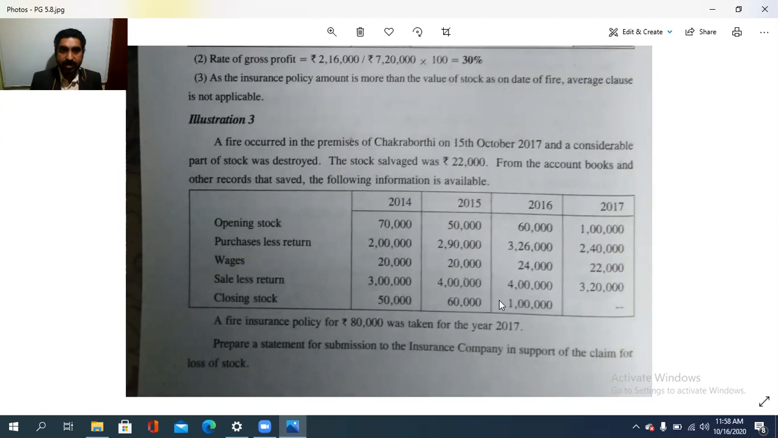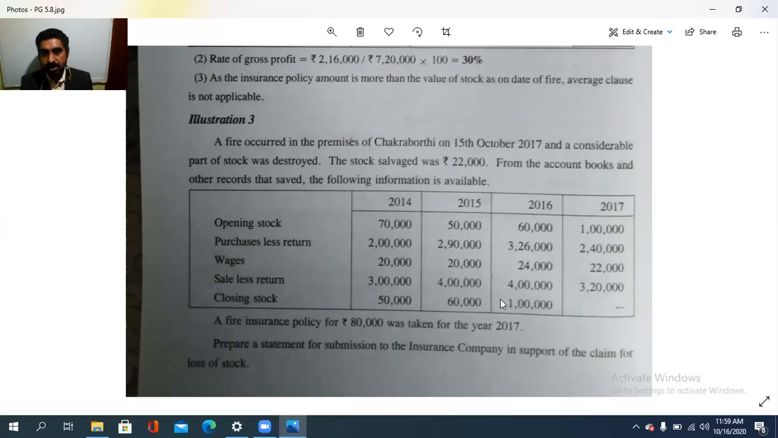So illustration 3 we will do. A fire occurred in the premises of Chakrabarti on 15th October 2017, and a considerable part of the stock was destroyed. The salvage was 22,000. From the account books and other records that were saved, the following information is available for the 4 years 2014, 15, 16 and 17: opening stock, purchases less return, wages, sales less return, and closing stock. A fire insurance policy for 80,000 was taken for the year 2017. So the policy amount is 80,000. Prepare a statement for submission to the insurance company in support of the claim for the loss of stock.